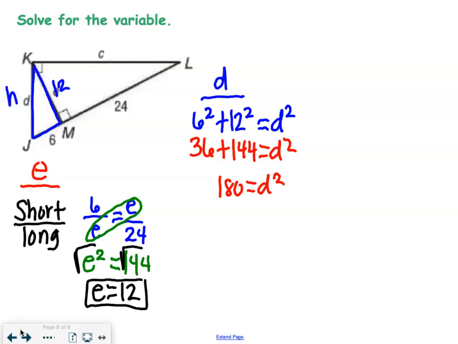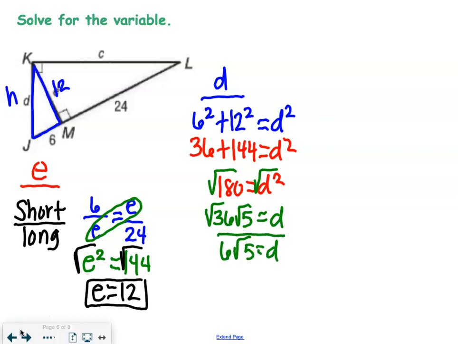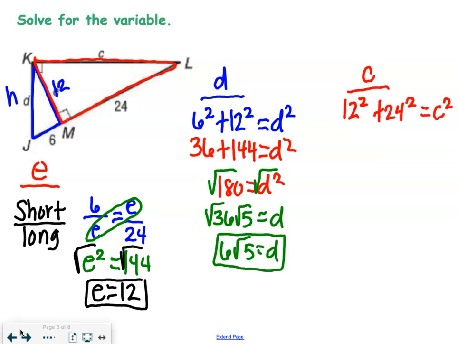And we already just looked, right? What did we get on the top of our notes or earlier in our notes? When you take the square root of 180, well, we know that 36 goes in there how many times? Well, 5. So D really ends up being 6 root 5. And then we're going to do the exact same thing for C. So this time, I'm going to find C. We have 12 squared plus 24 squared equals C squared.